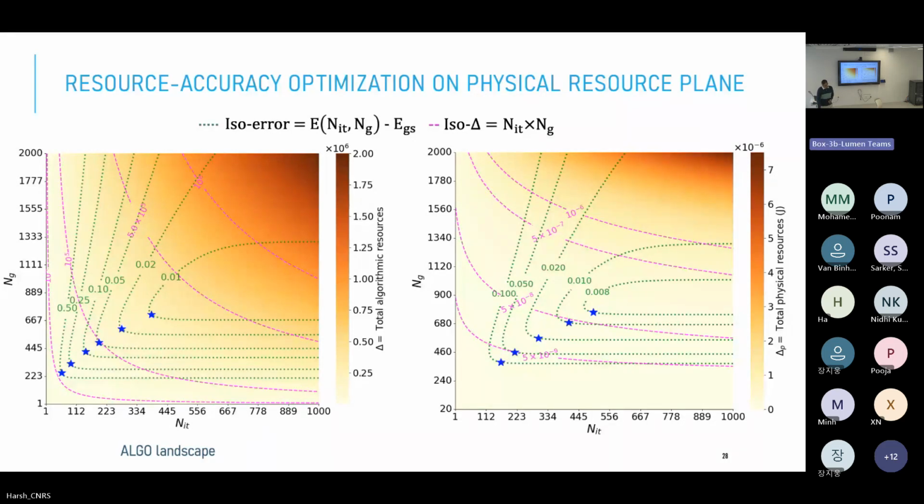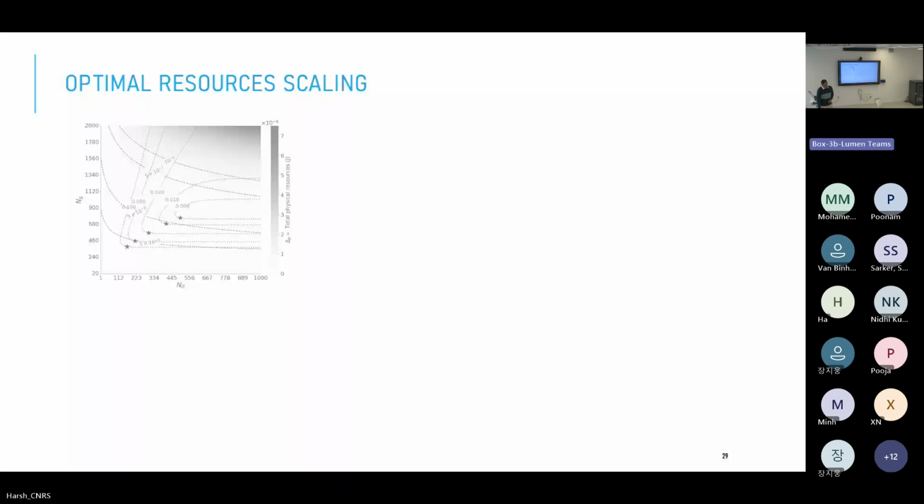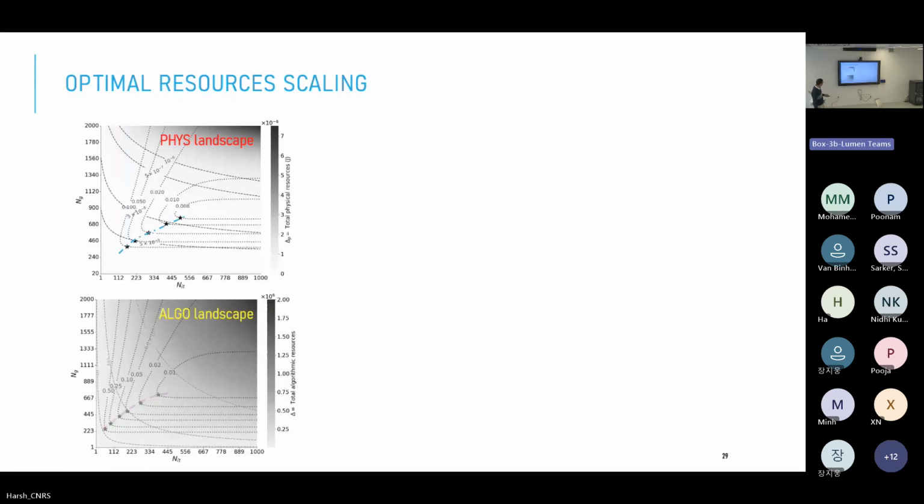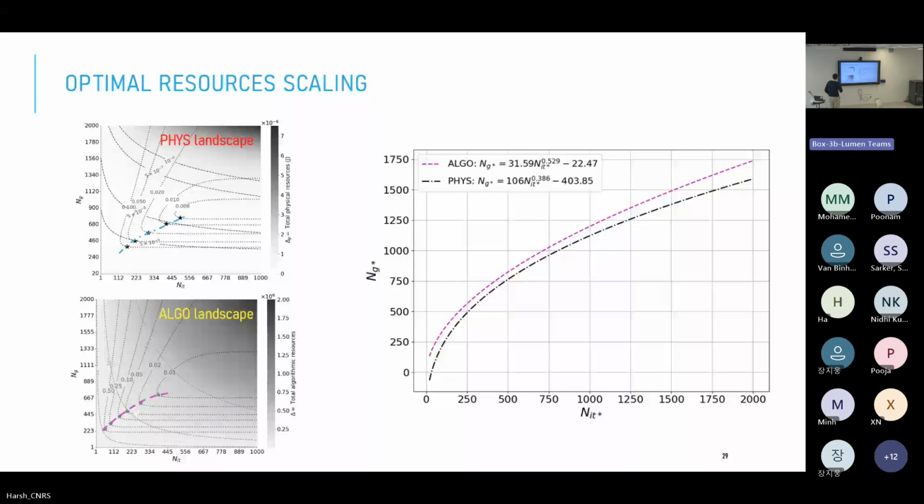So we characterized this shift from the hardware agnostic setting, that is the algorithmic landscape, to the physical landscape by using the shifted values of the NG star and the NH star, that is the optimal number of gates and optimal number of iterations. And we found that there is a slight shift in the optimal gates and the optimal iterations that are required based on the understanding of the hardware that you have.